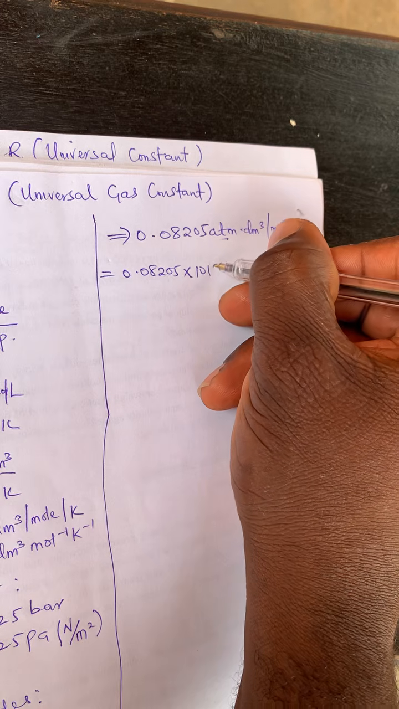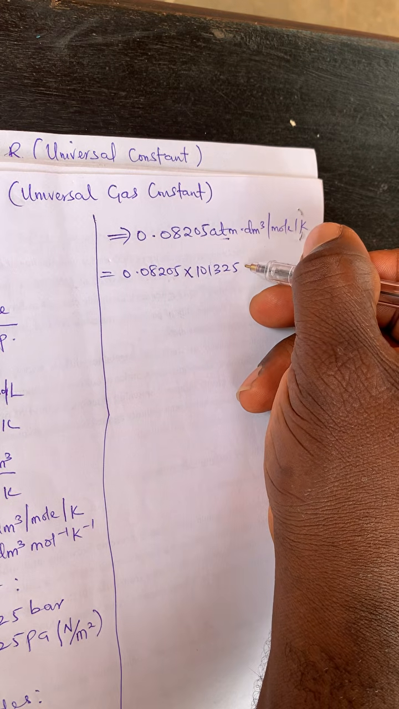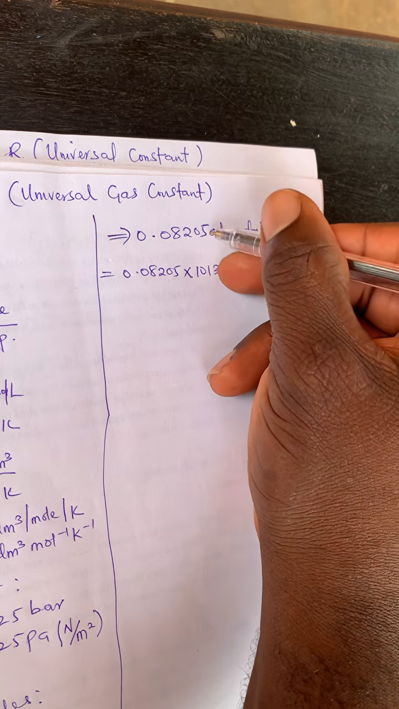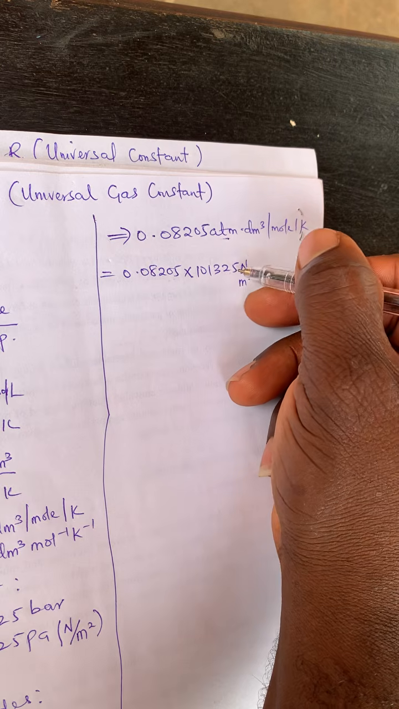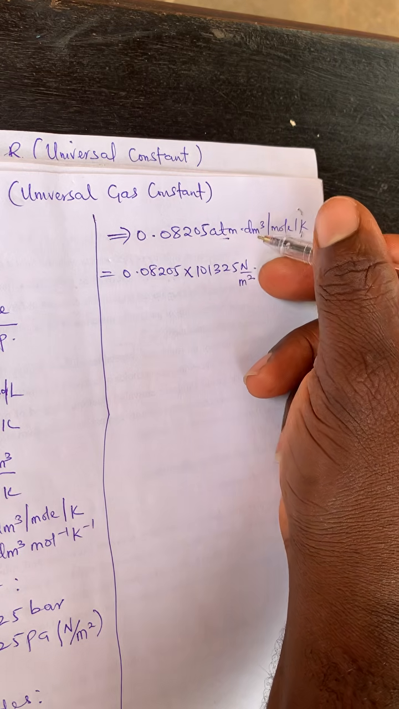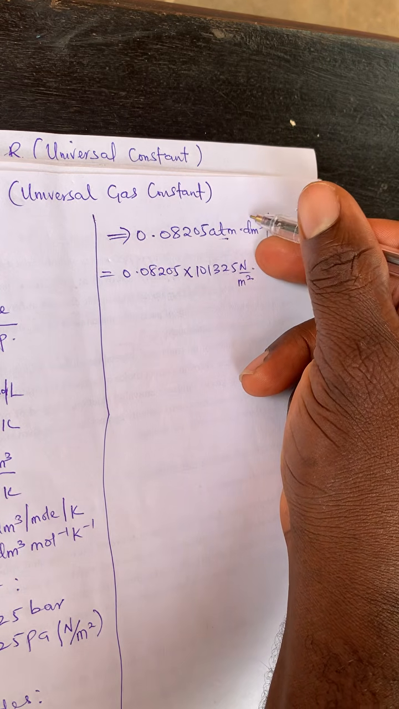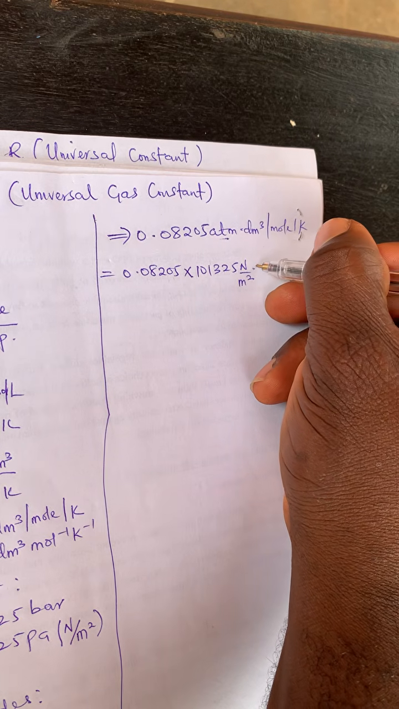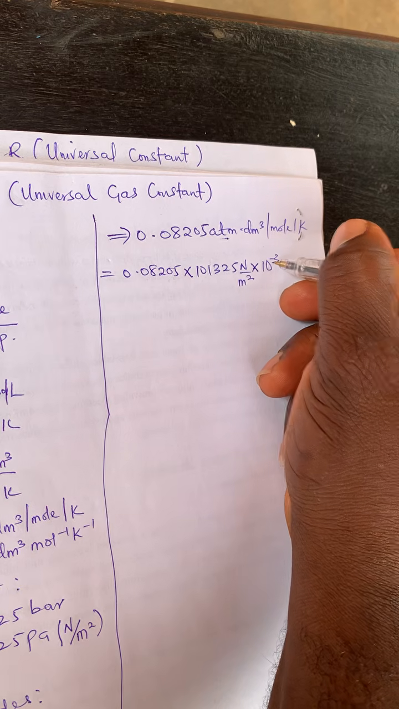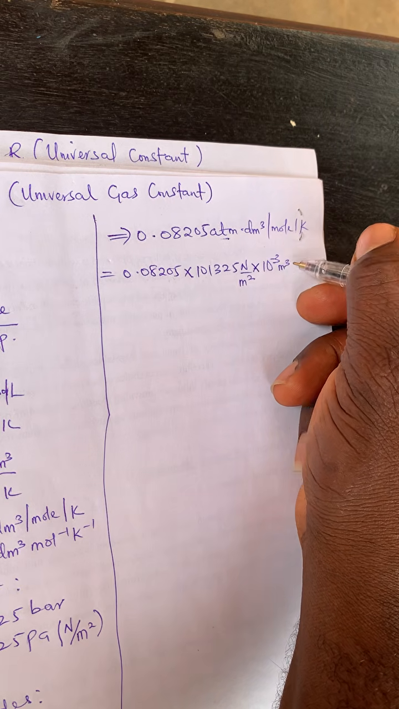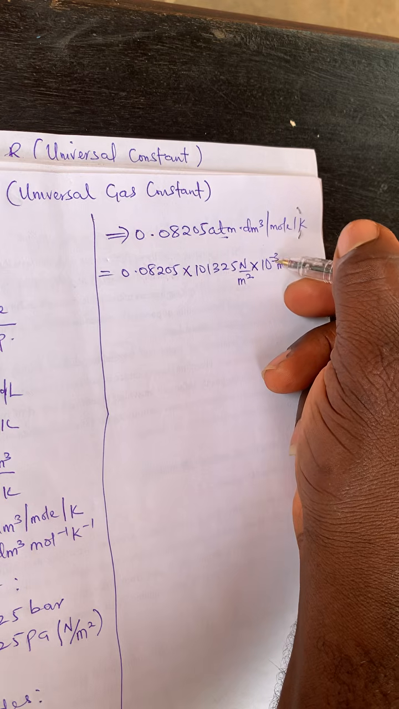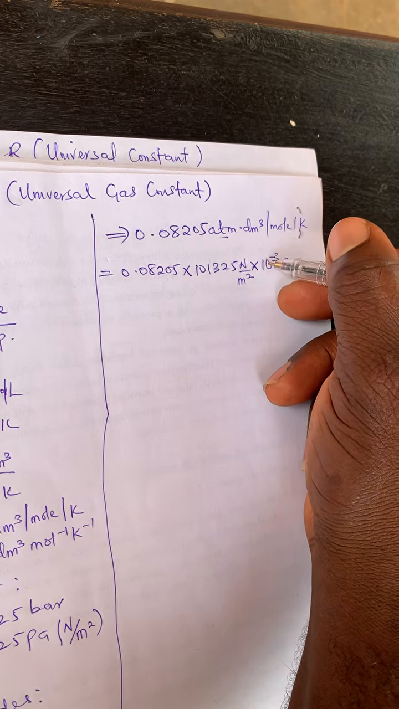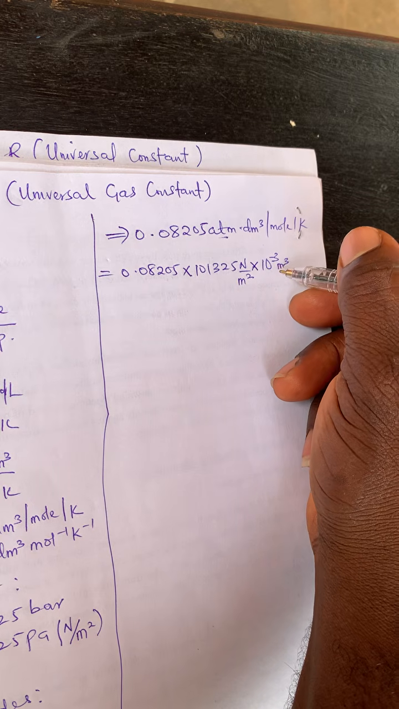So that means 101325 multiplying this, then this is Newton per meter squared. Okay, we have converted this ATM into Pascal by this multiplication. Then 1 dm cube is equal to 10 raised power minus 3 meter cube. So if we multiply this now by 10 raised power minus 3 meter cube, we have also converted this. So there are 10 raised power minus 3 meter cube per dm cube.